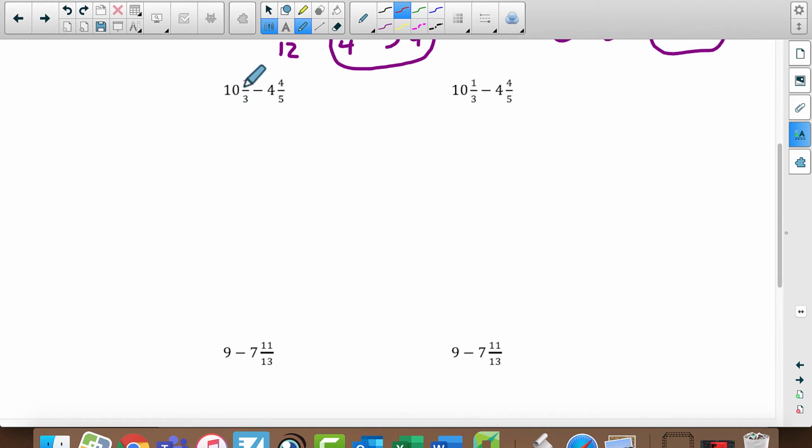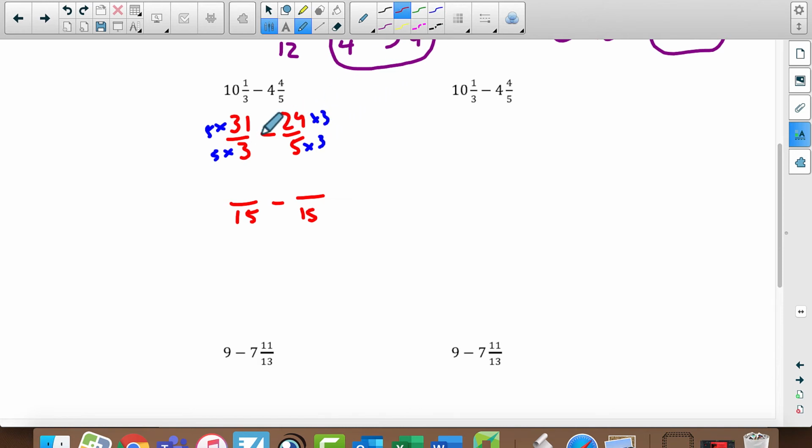10 times 3 is 30, plus 1 is 31 over 3, minus 4 times 5 is 20, plus 4 is 24 over 5. And we have to get a lowest common denominator. Lowest common denominator of 3 and 5 is 15. Now, this is the problem with making them improper. We get big numbers. What do you multiply 3 by to get 15? 5. Do the same to the top. What do you multiply 5 by to get 15? 3. Do the same to the top.